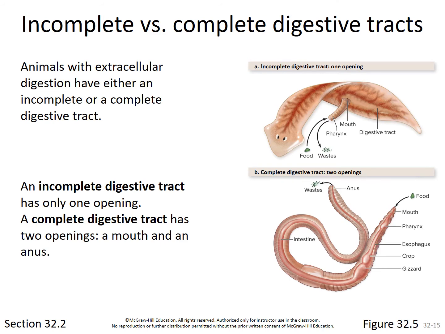Okay, of those animals that carry out extracellular digestion, there are two basic architectural themes: incomplete digestive tracts and complete digestive tracts. An animal that has an incomplete digestive tract only has one opening. So basically, food goes into that opening and wastes come out of that same opening. In a complete digestive tract, there are two openings, a mouth and an anus. And of course, the mouth is the entry point and the anus is the exit point.